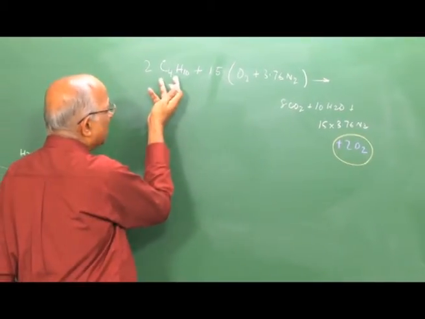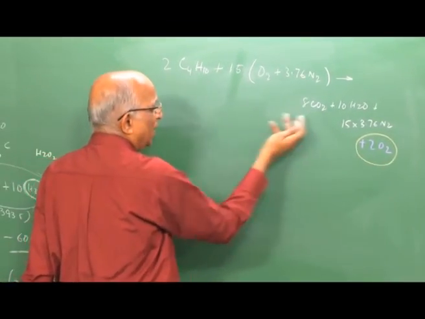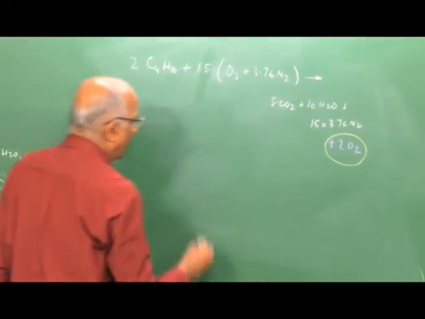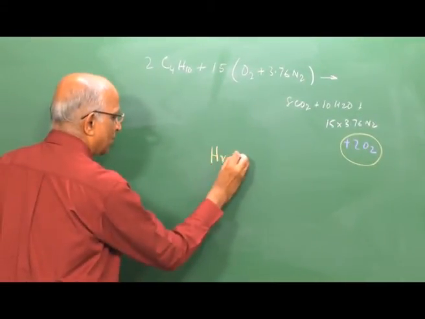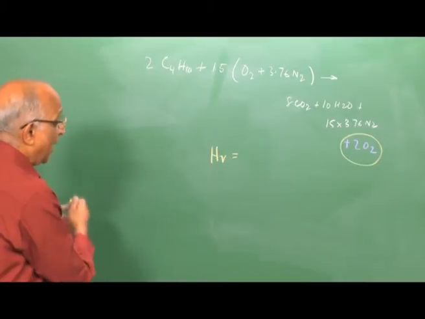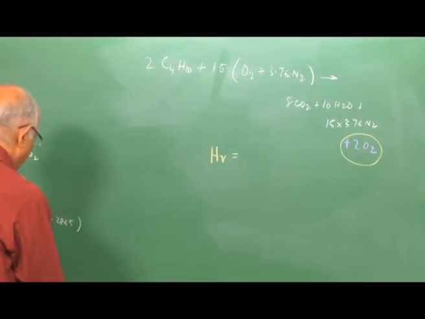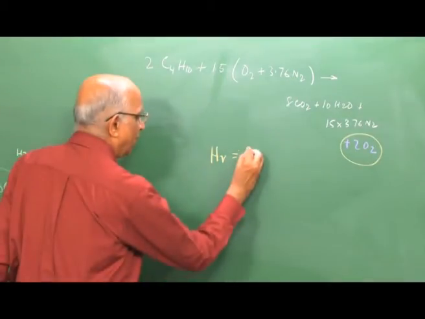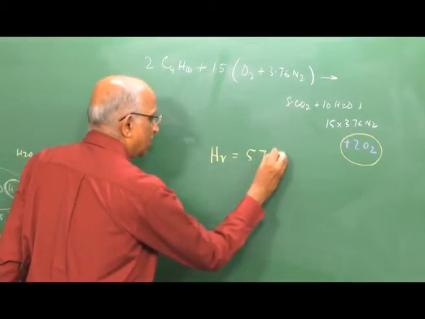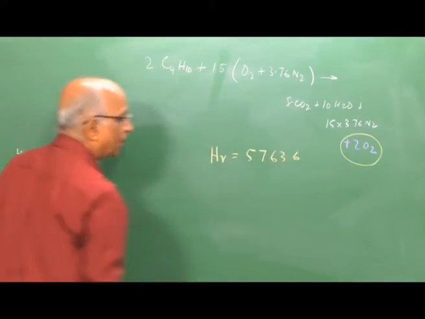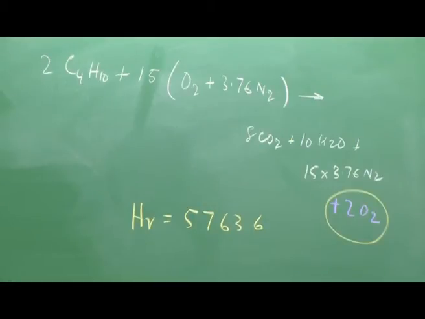We have exactly the same thing, 2 C4H10 and 8 CO2 and 10 H2O, and therefore the heat of this reaction remains the same as in the case of a stoichiometric reaction, and that is equal to 5763.6. But how about the energy release?